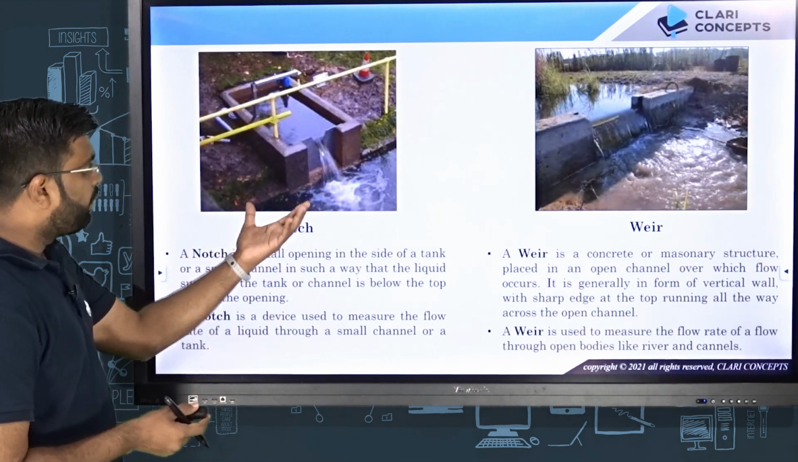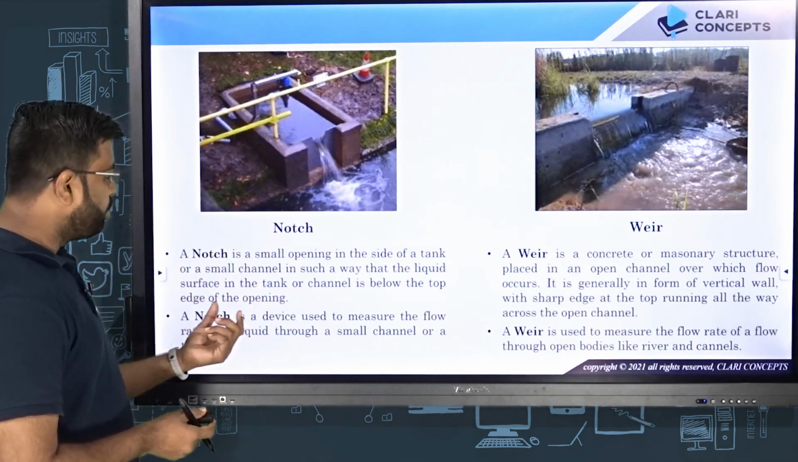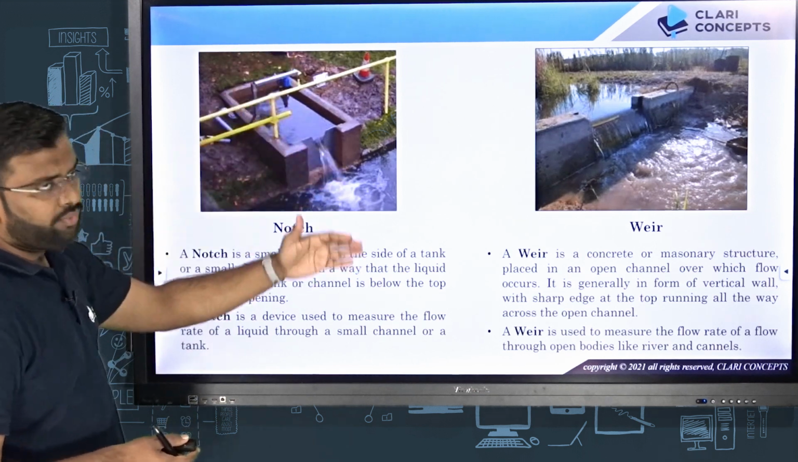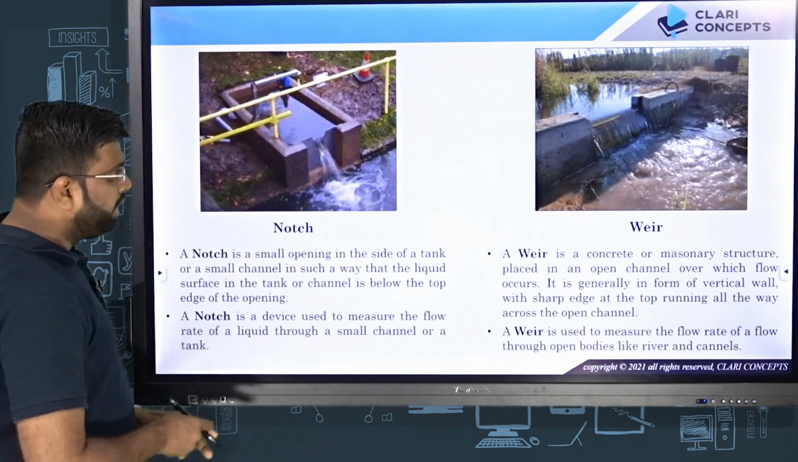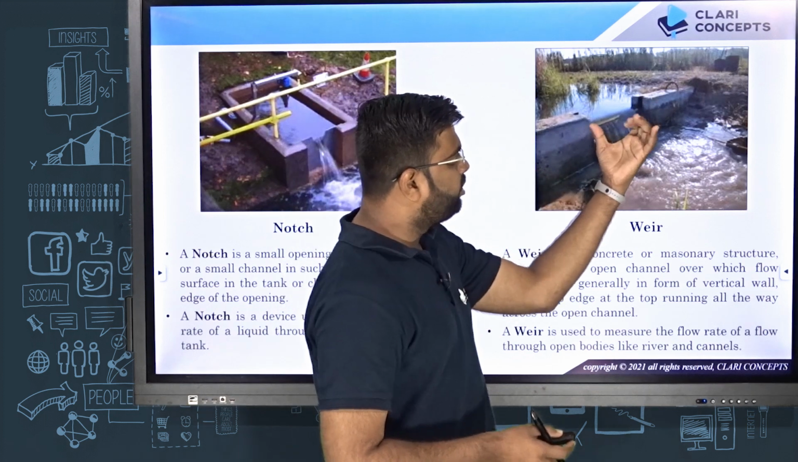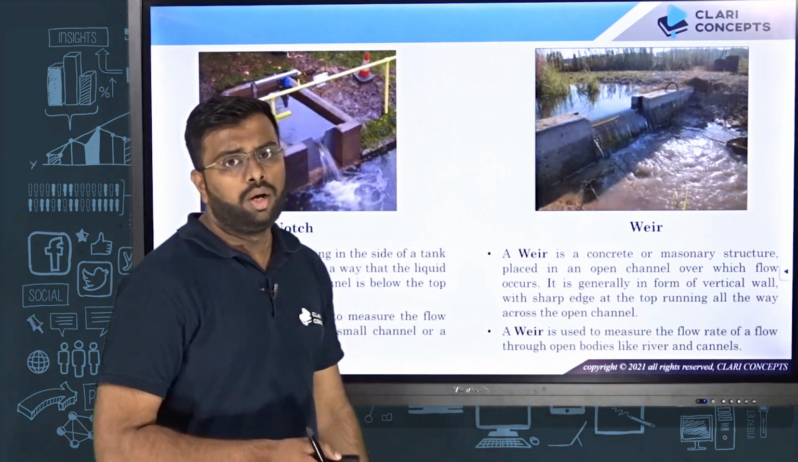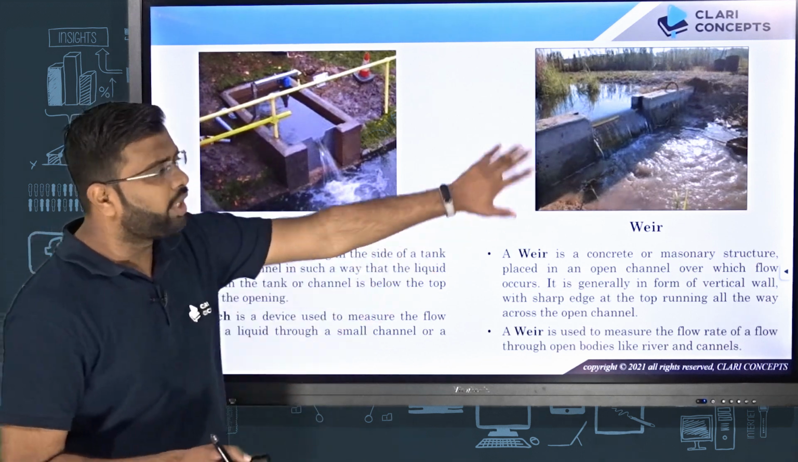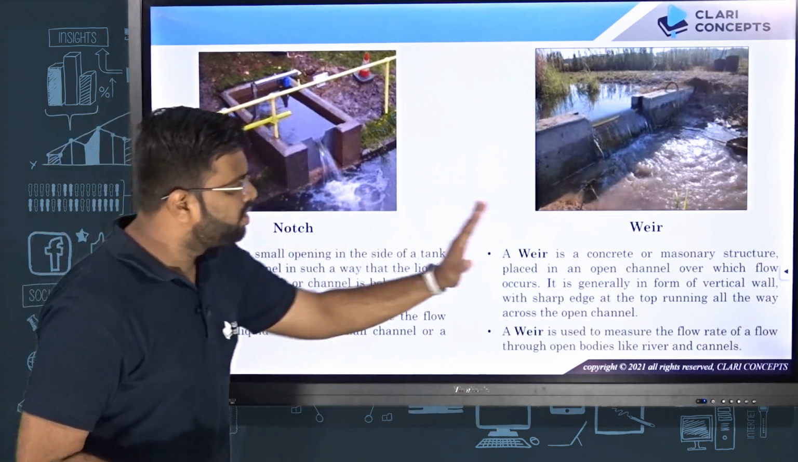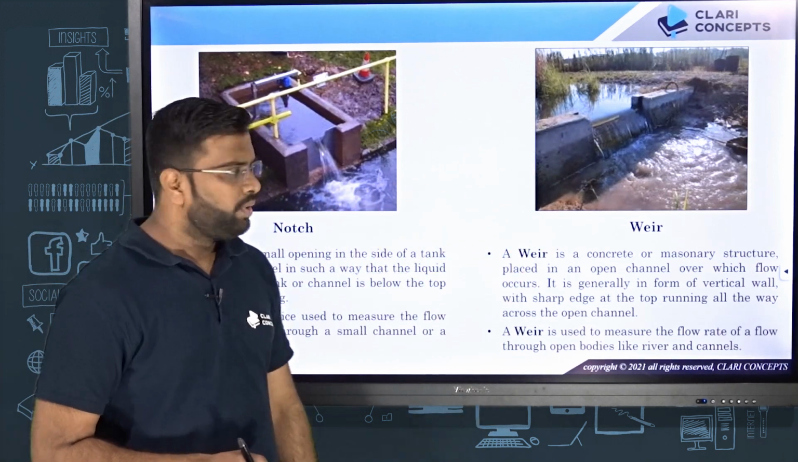The notch is of relatively smaller size, and it is used in the side of a tank to measure the flow rate for small bodies. And we have seen weirs to be of relatively larger size, made of a concrete structure, used to measure the flow rate of water flowing through canals and rivers, the big water bodies, right? But the fundamental principle of both of them remains the same.